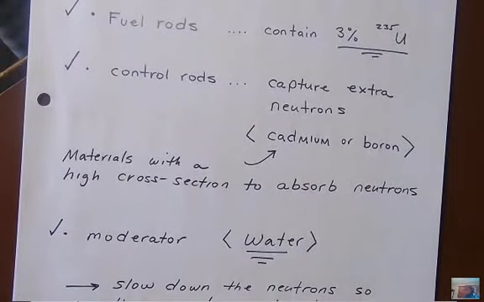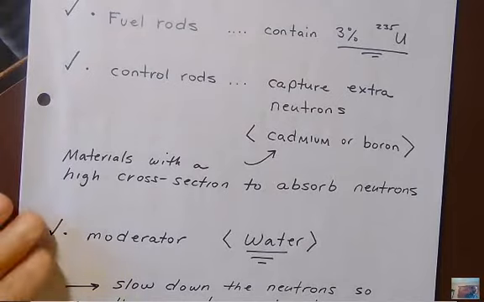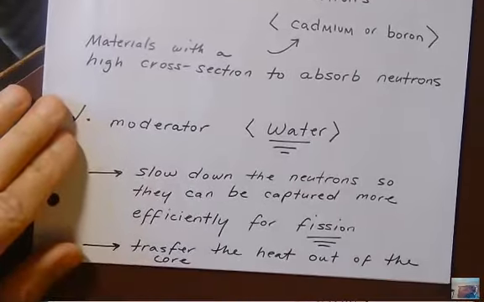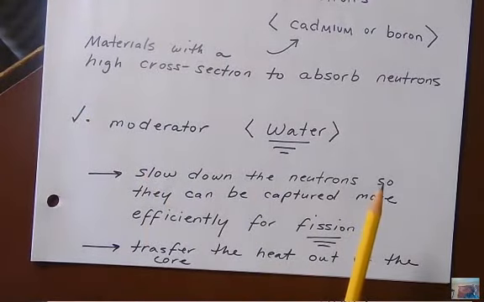And the moderator is usually just simple, they call it light water, which is just regular water, H2O. Heavy water would be water with a heavier isotope of hydrogen on it, D2O, but we don't need heavy water. Ours are going to be light water reactors. Okay, so what does water do? Two critical functions that you're responsible for. Okay, it slows down the neutrons.